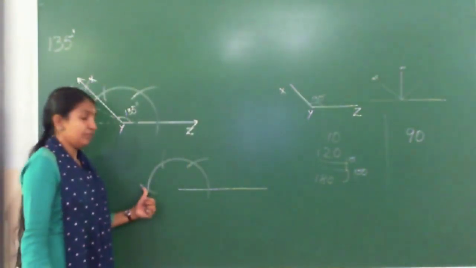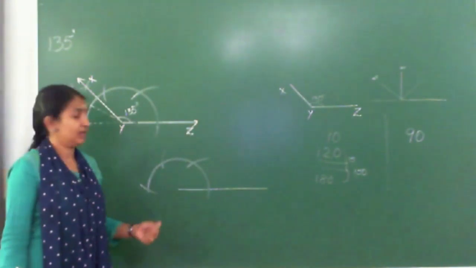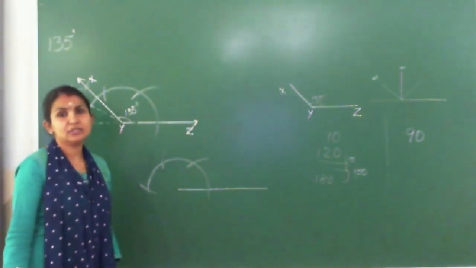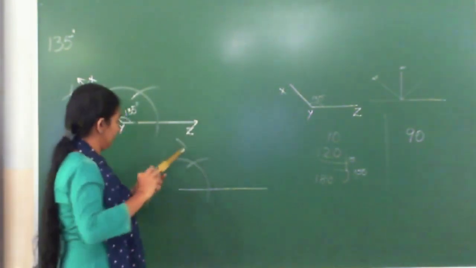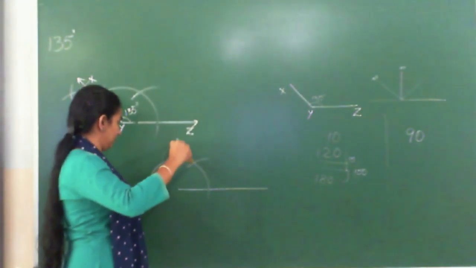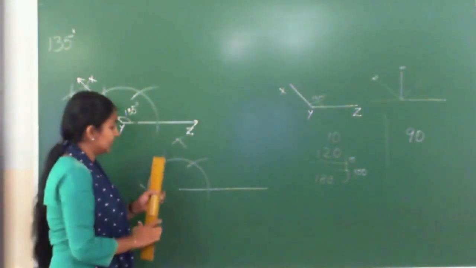After 180, what do we need? We need the 90 degree angle. For that we want to bisect this 60 and 120. So we got 90 degrees.